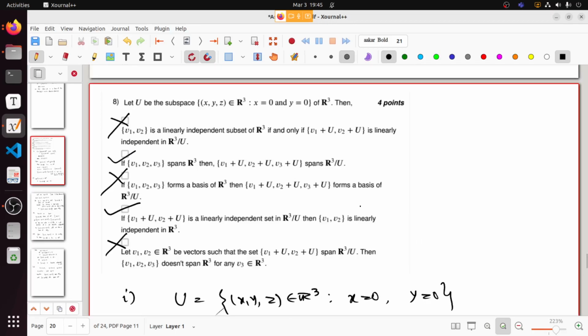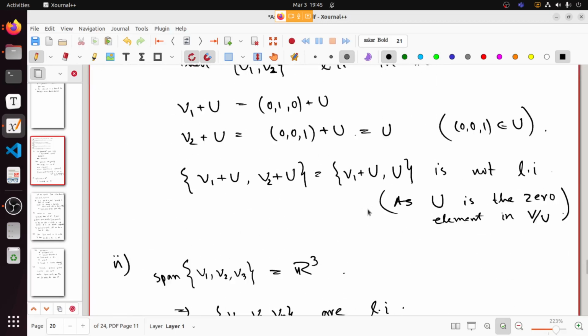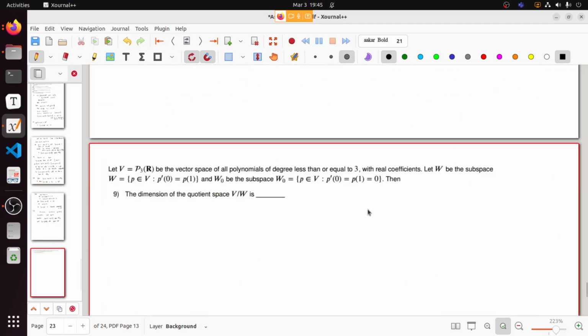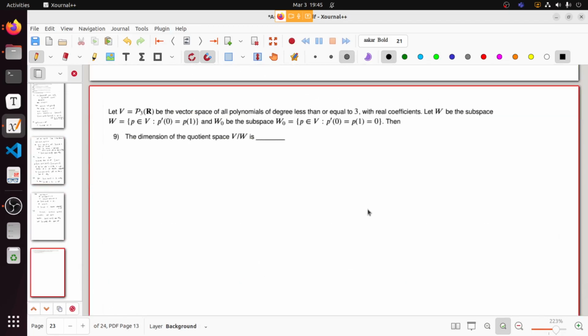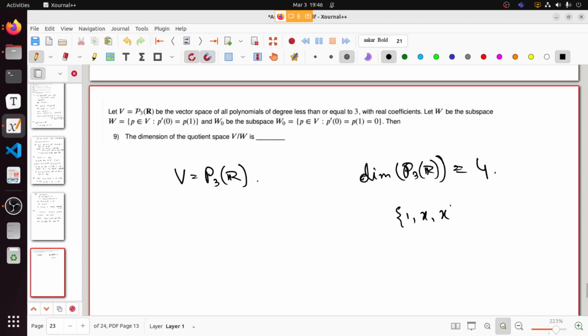Okay, so question number 8 is done. Question number 7 is done. 8 is done. Let's move to question number 9. What it is saying, P3R means this is the set of all polynomials of degree less than or equal to 3 with real coefficients, and W and W naught, two subspaces, are given. You have to find the V mod W. So V is P3R, and we all know the dimension of P3R. What is the dimension of P3R? So this is 4, right? Because 1, x, x square and x cube is a basis of P3R.